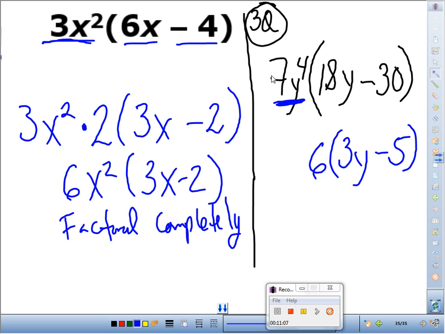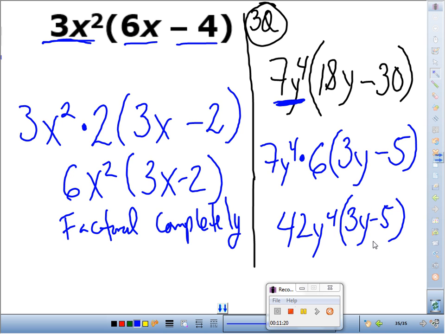But we bring down the other factor, 7y to the fourth. So what is 7 times 6? 42y to the fourth, and 3y minus 5. Those are my factors, so now it's factored completely.